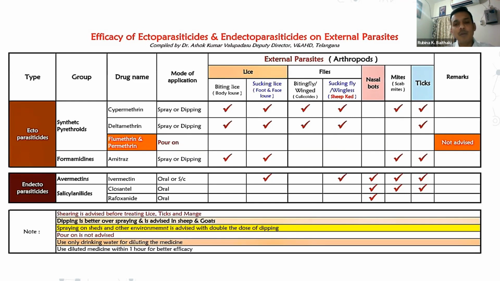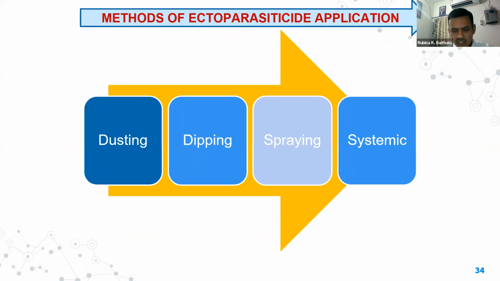Whenever you go for formulation of any such acaricide, you should always use tap water, the drinking water. Whenever you use the diluted solution, you should use it within 1 hour. Don't keep it for the next day. These are the common mistakes made while applying these insecticides. The different methods, as I've already discussed, are dusting, dipping, spraying, and systemic application.